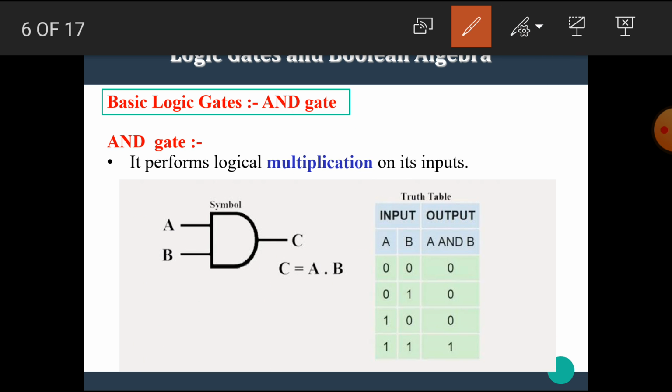Its truth table: A and B have the possible values 0, 0; 0, 1; 1, 0; and 1, 1. That means 0 into 0 we get 0, 0 into 1 is 0, 1 into 0 is 0, 1 into 1 is 1. That means if any input of the AND gate has the value 0, then its output is 0.